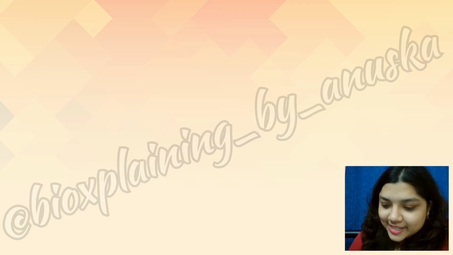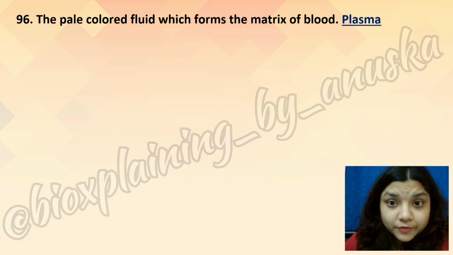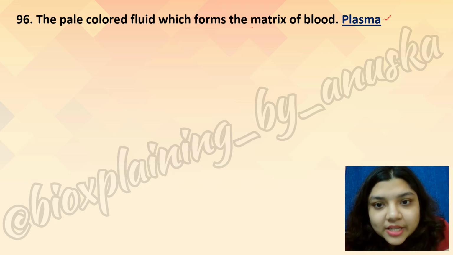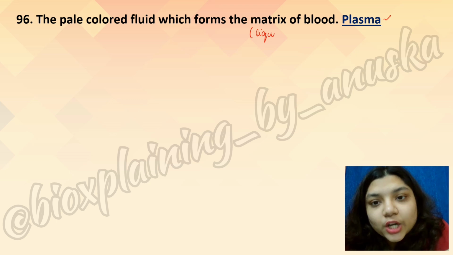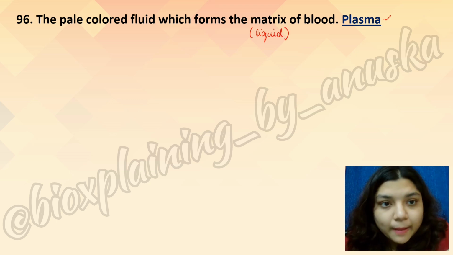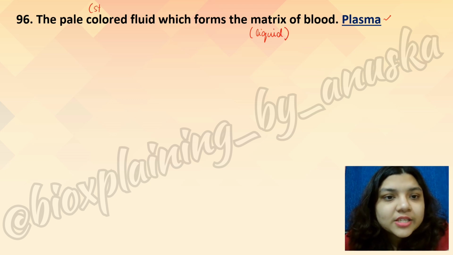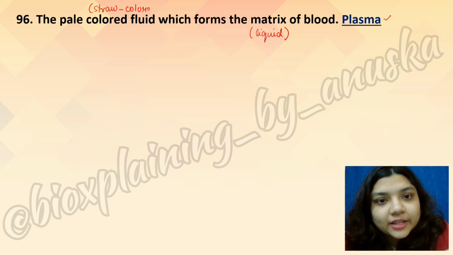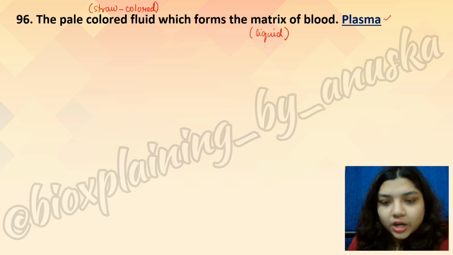Let's check the final set. Pale colored fluid which forms the matrix of the blood. It is the plasma. Plasma is the liquid part of the blood. Pale colored, so basically it is straw colored. Hay, and I hope you all know what hay is, right? So hay colored or straw colored.